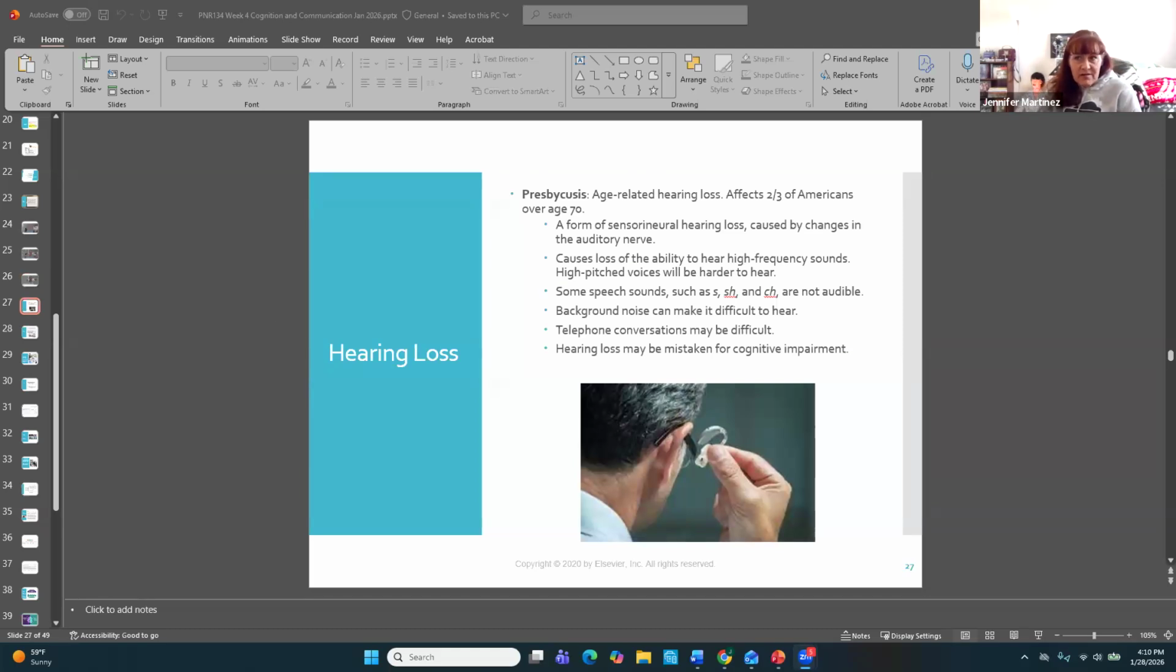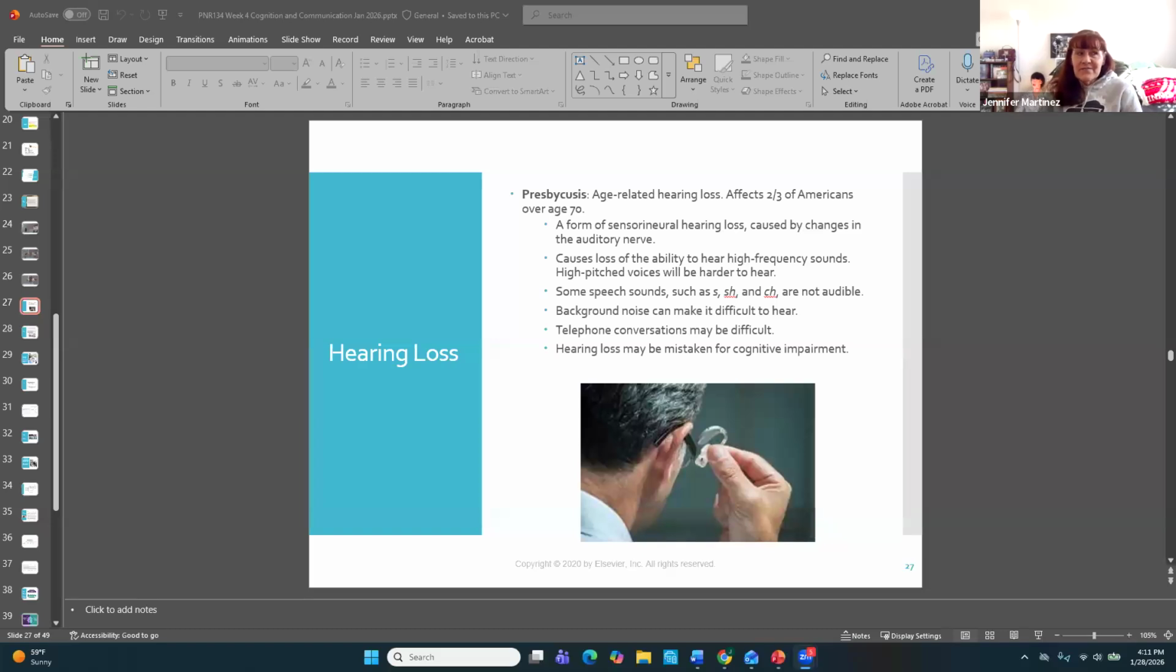Then we have hearing loss. Hearing loss is what we call presbycusis. It's age-related hearing loss. It affects 2 out of 3 Americans over the age of 70, so a pretty significant number of people. Presbycusis is a form of sensorineural hearing loss caused by changes in the auditory nerve.